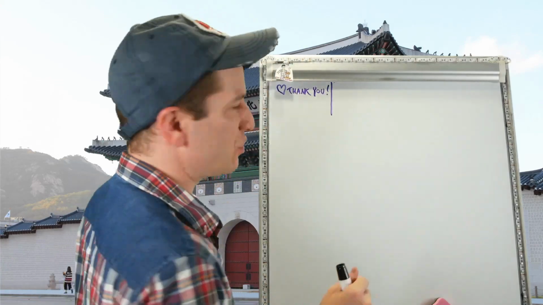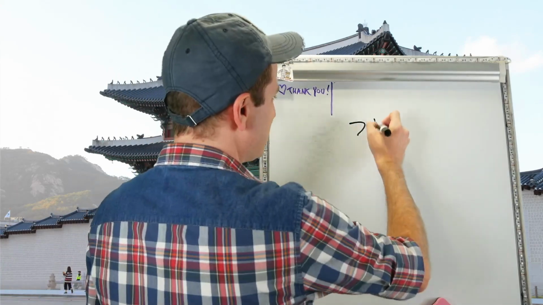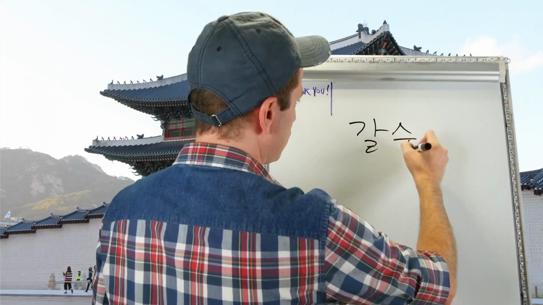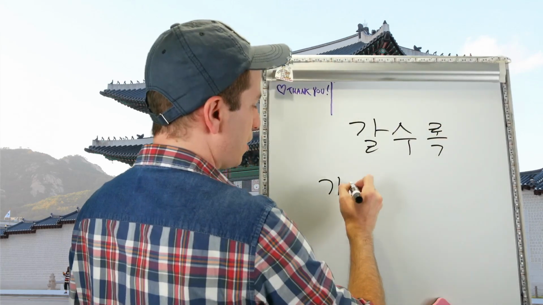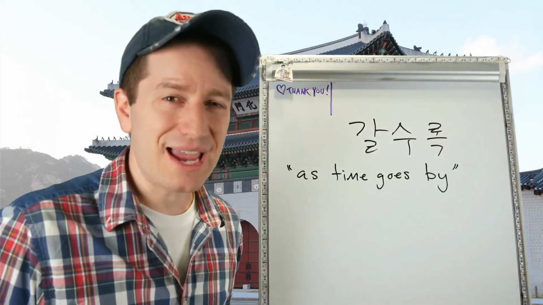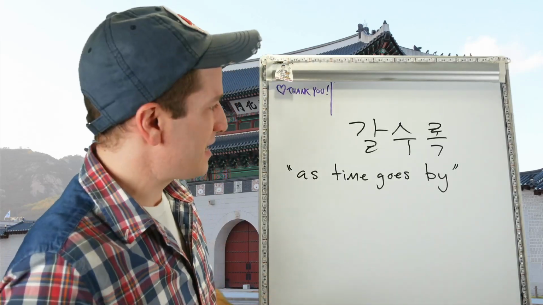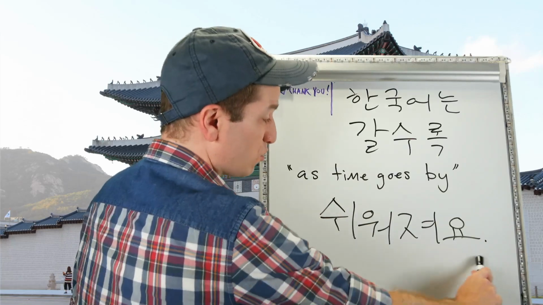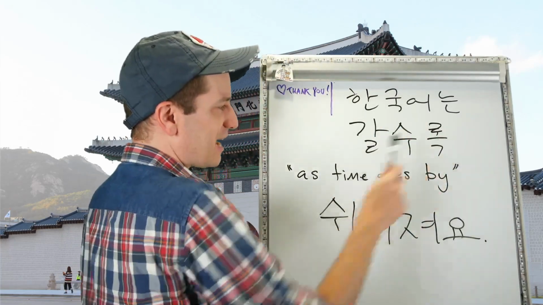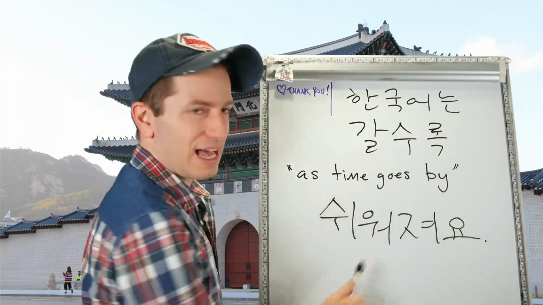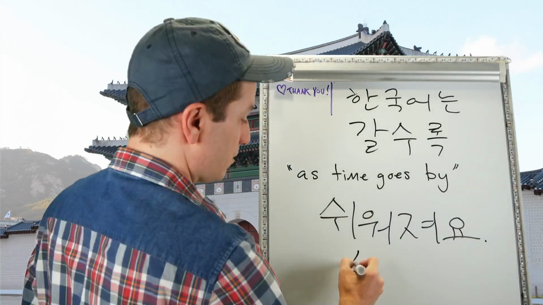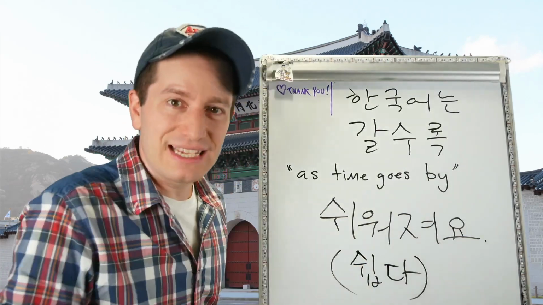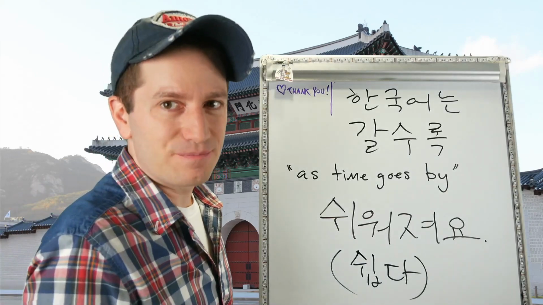There's one more thing that you could know about this form, and that is the expression 갈수록. This comes from the verb 가다, to go. And this means as time goes by. So let me give you an example sentence. 한국어는 갈수록 쉬워져요. So Korean, as time goes by, 쉬워지다 is to get easy, and that's from the verb 쉽다, to be easy. So Korean gets easy as time goes by.